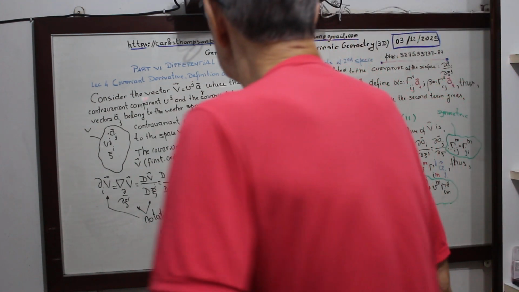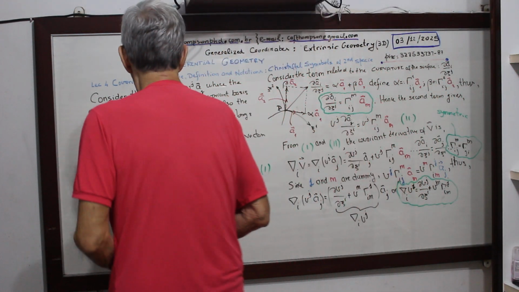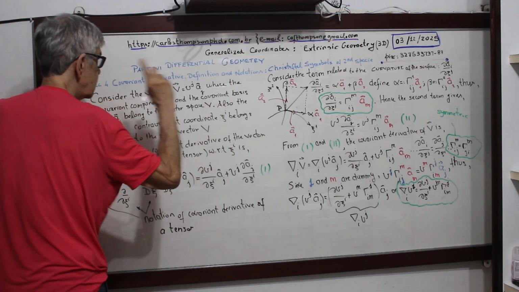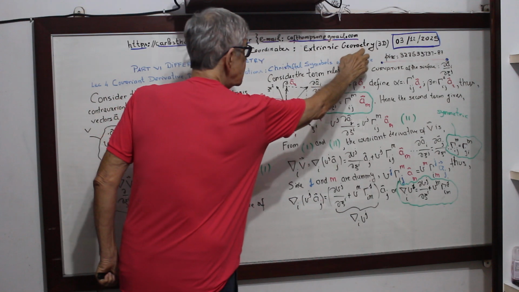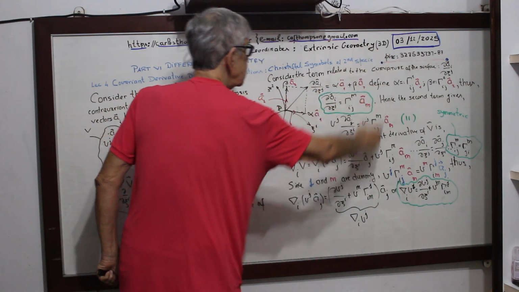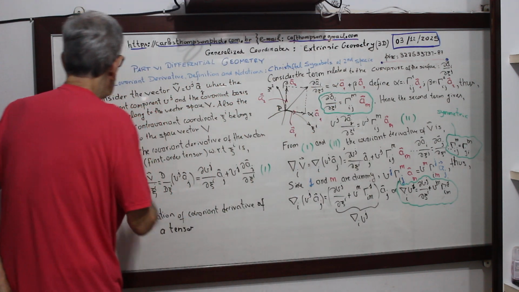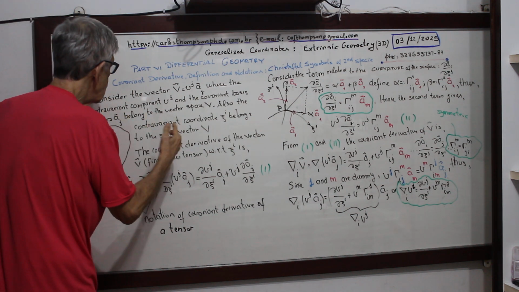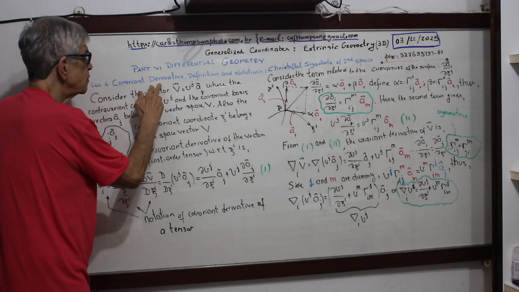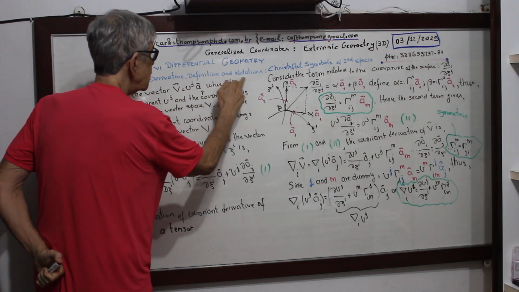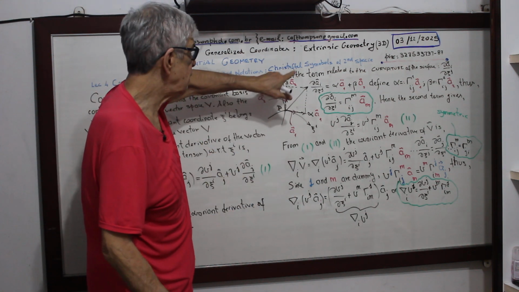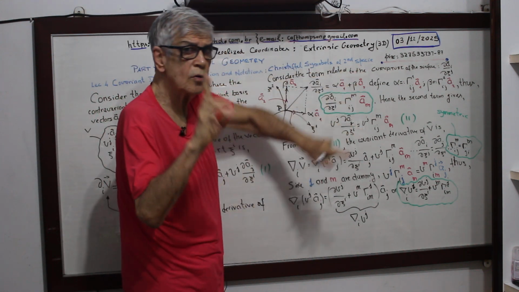Let's continue. This is part 6, differential geometry. Attention now, extrinsic geometry, 3D. Okay. Now this lecture 4, I will show the covariant derivative, definition and notation. Now we will define the Christoffel symbol of second kind.